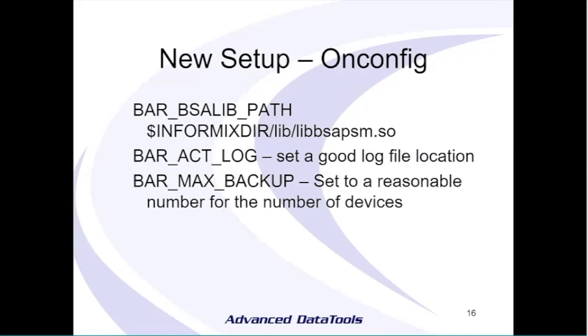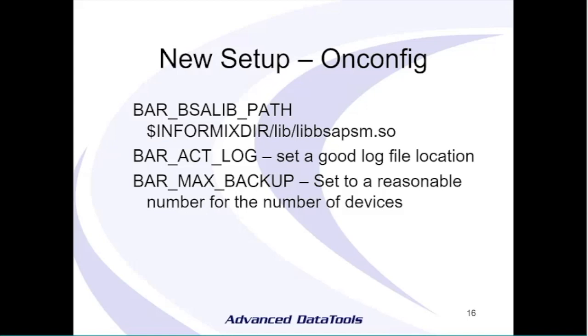We probably want to change BAR_ACT_LOG to just have a friendly location. By default, it goes into $INFORMIXDIR/tmp. Then the last one is BAR_MAX_BACKUP. This is actually the number of potential concurrent parallel backups that will happen if you're backing up multiple dbspaces at the same time. So if you need to limit it, you can do so here. Default is 0, which is just as many as it can do at a time. So it may try to spin up more than your disk can handle, depending on how much flexibility you have.